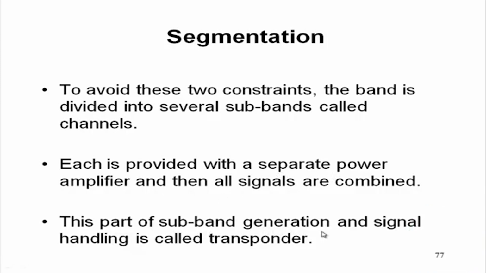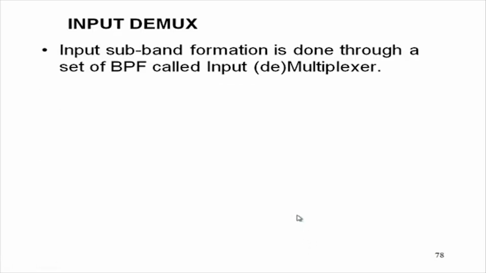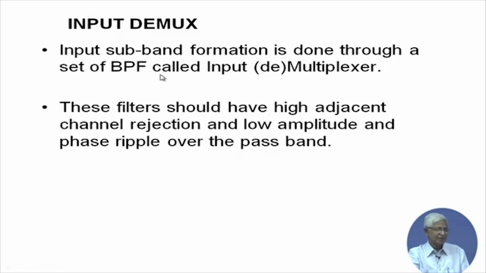This part of the sub band generation and signal handling is called the transponder. This is a terminology we were using from the beginning. So, here it is coming. Once you try to separate a segment, you need separate filters. So, sub band formation is done by a demultiplexer, which is nothing but a bank of band pass filters.